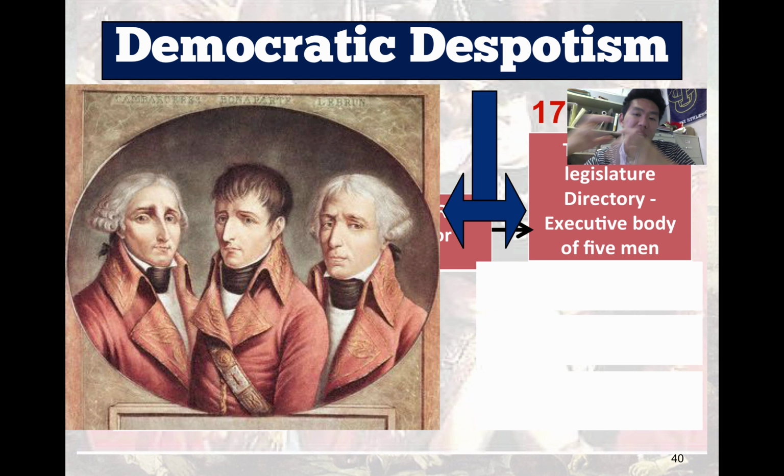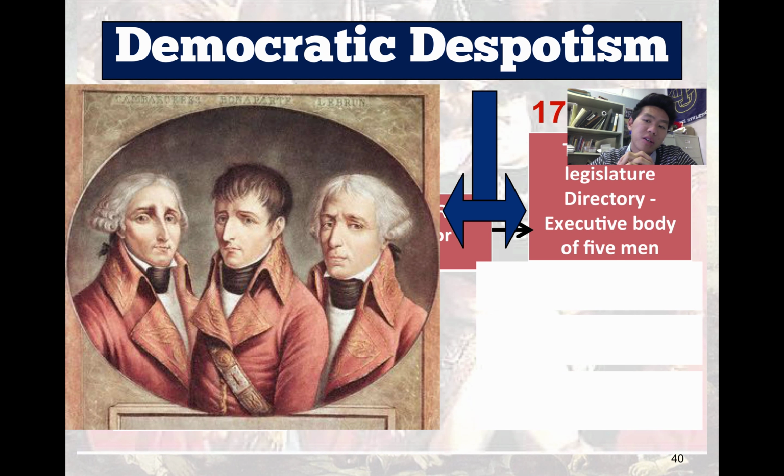But the executive branch is going to have five guys, not burger and fries, okay, five guys that are going to make up what we call the Directory. Okay, so the time from 1795 to 1799 is the Directory that is in charge, and these are the guys that are kind of working and sharing power together.